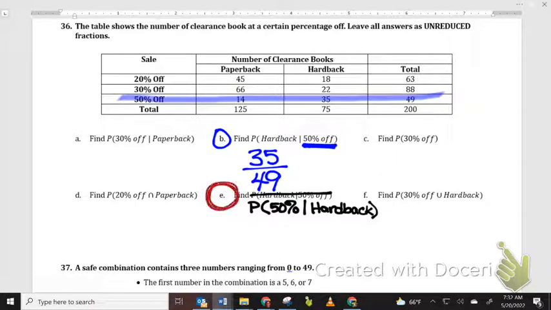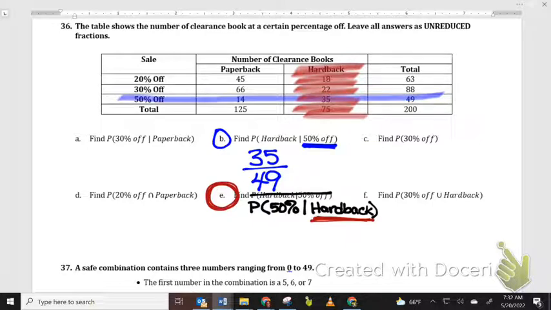Contrasting that with part E, what comes after that vertical line? Hardback. So for part E, I'm not standing in front of the 50% off table. I've decided that I'm only going to walk out of the store with hardback books. I'm not going to purchase any paperbacks. So for part E, I'm only looking here in this red column. Only hardback books. We're not interested in buying paperback books at all.